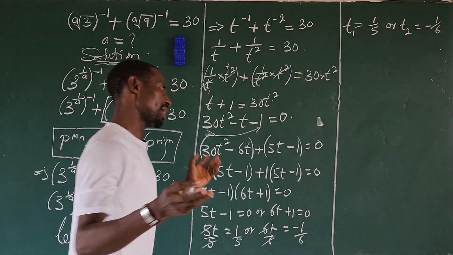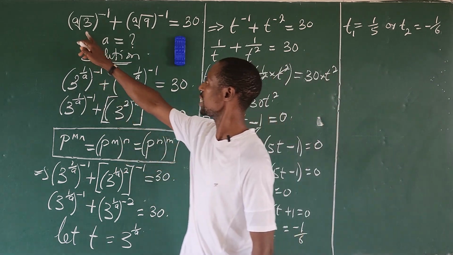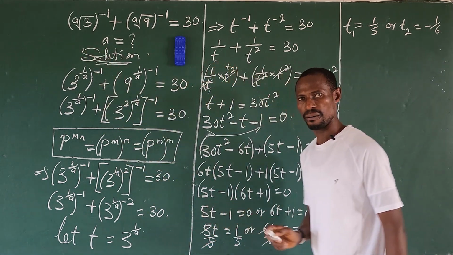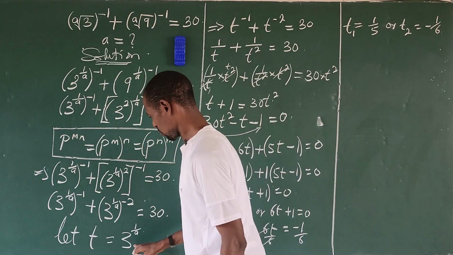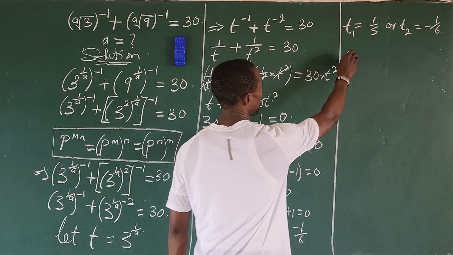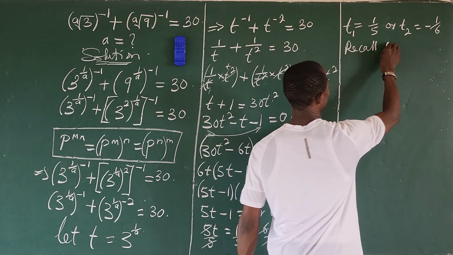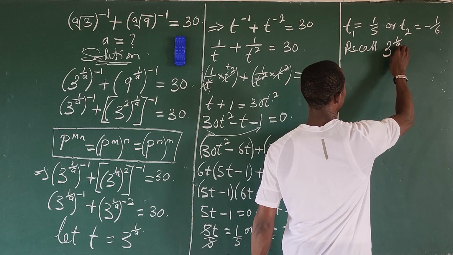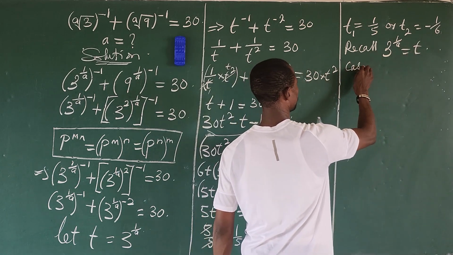Easy. But again, from the beginning, we do not have t. What we have here is a, and that is what we are asked to look for. So we recall where we said, let t be equal to 3 to the power of 1 all over a. So from here, recall that we said 3 to the power of 1 all over a is equal to t. So we take our case 1.